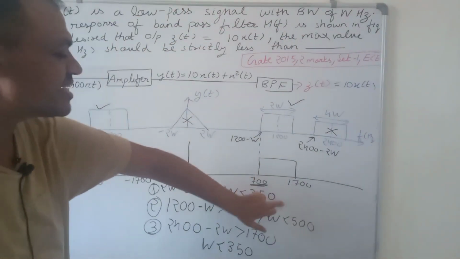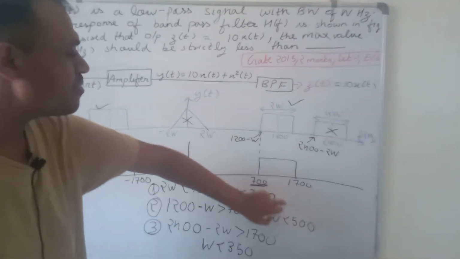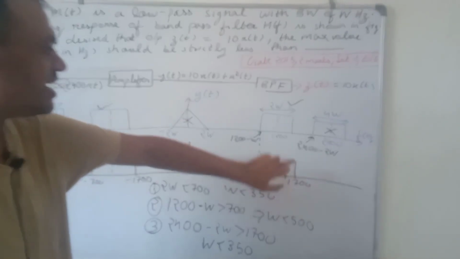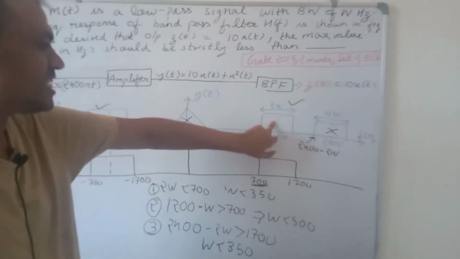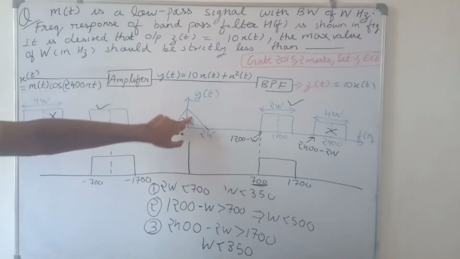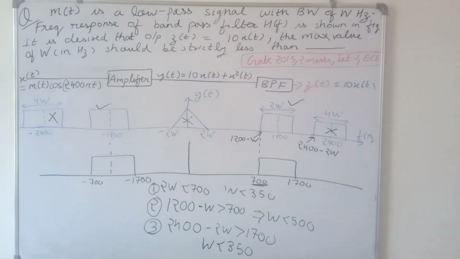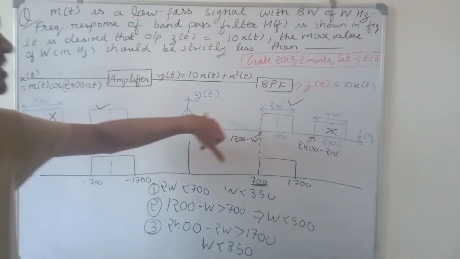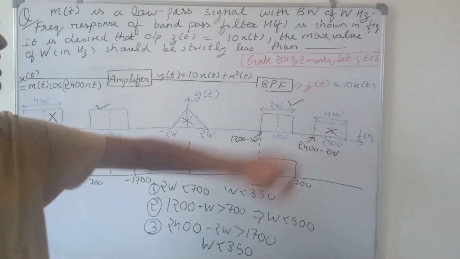So W should be strictly less than 350, because if W is less than 350, then this signal will be accepted and this signal will be rejected. So the maximum value of W must be less than 350 for this signal to be rejected and this signal to be accepted.